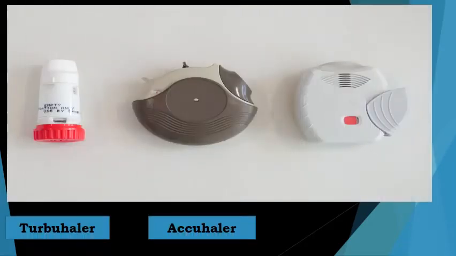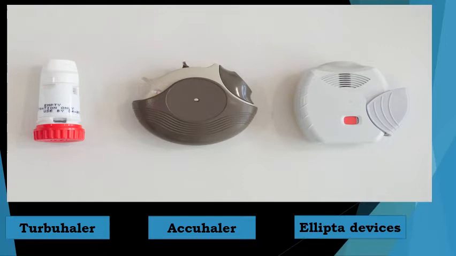The figure here demonstrates three types of powder drug inhalers like Turbuhaler, second one being the Accuhaler, and the last one being an Ellipta device.